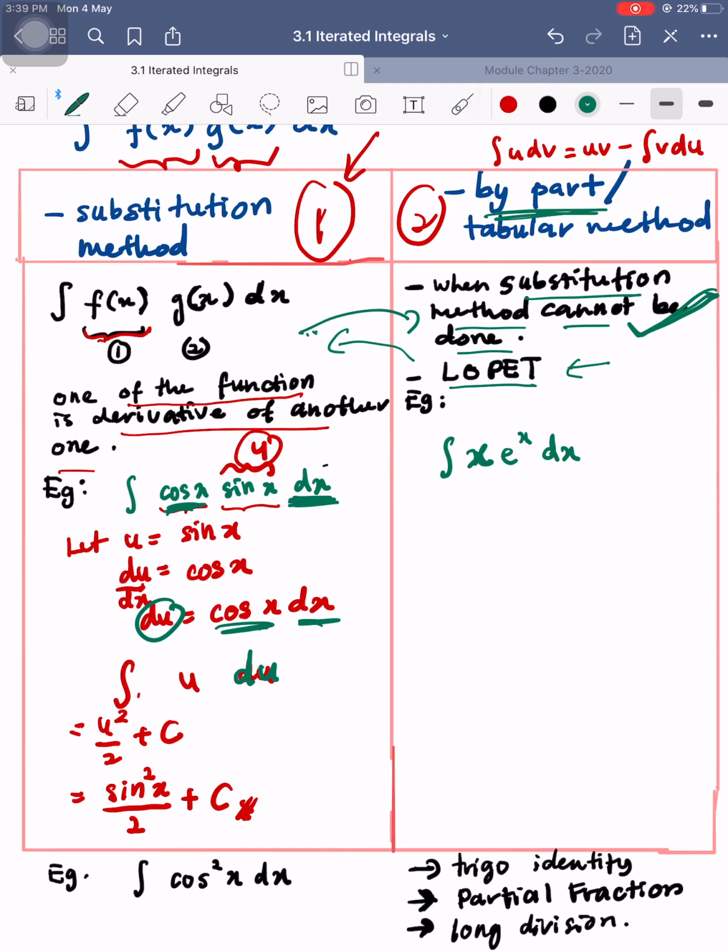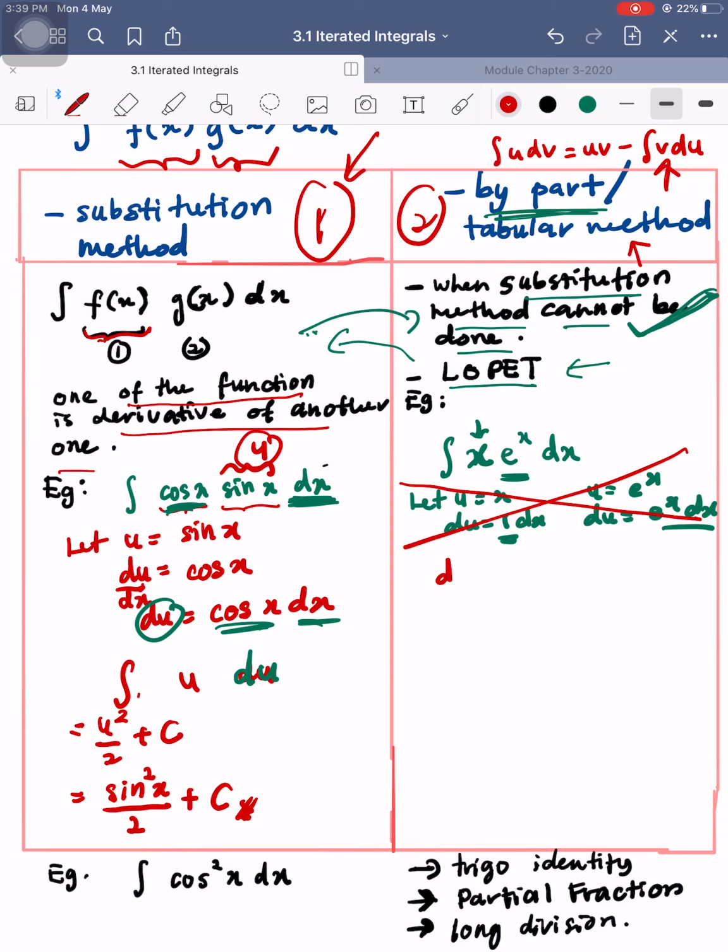For this one, if you want to do substitution, let u equal to x. Then du is equal to 1 dx, so it's not the derivative of it. You didn't get the exponent x. Let's say u equals exponent x, du is equal to exponent x dx. Still, you didn't get the partner here. So substitution fails. Since substitution fails, you consider using by parts. By parts, you can use the formula or the tabular method.